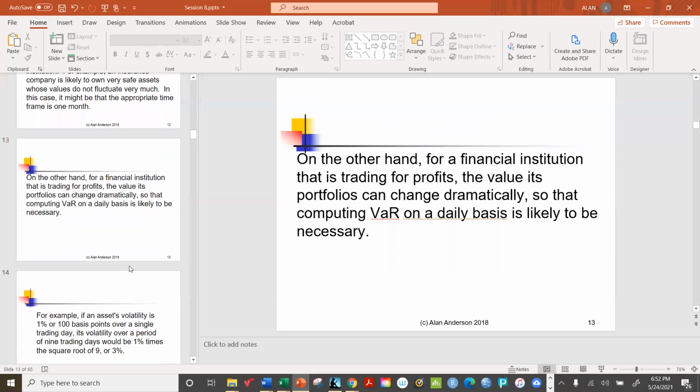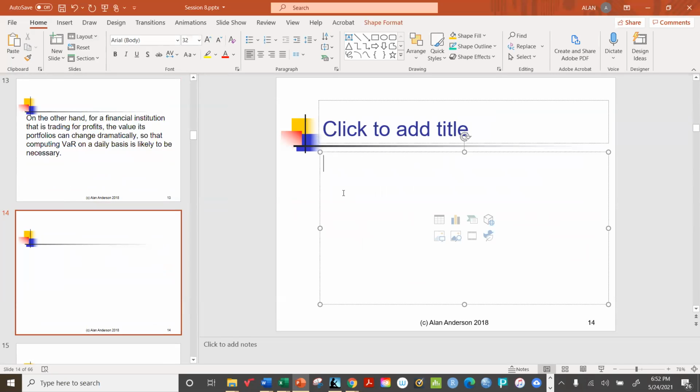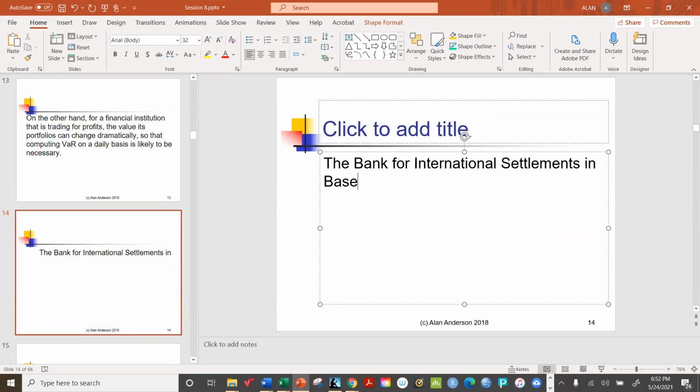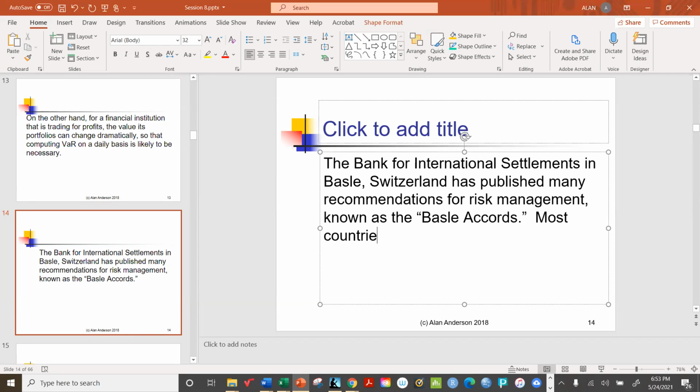Now, there's an organization, the Bank for International Settlements, in Basel, Switzerland, that has published many recommendations for risk management, known as the Basel Accords. Most countries try to follow the Basel Accords.